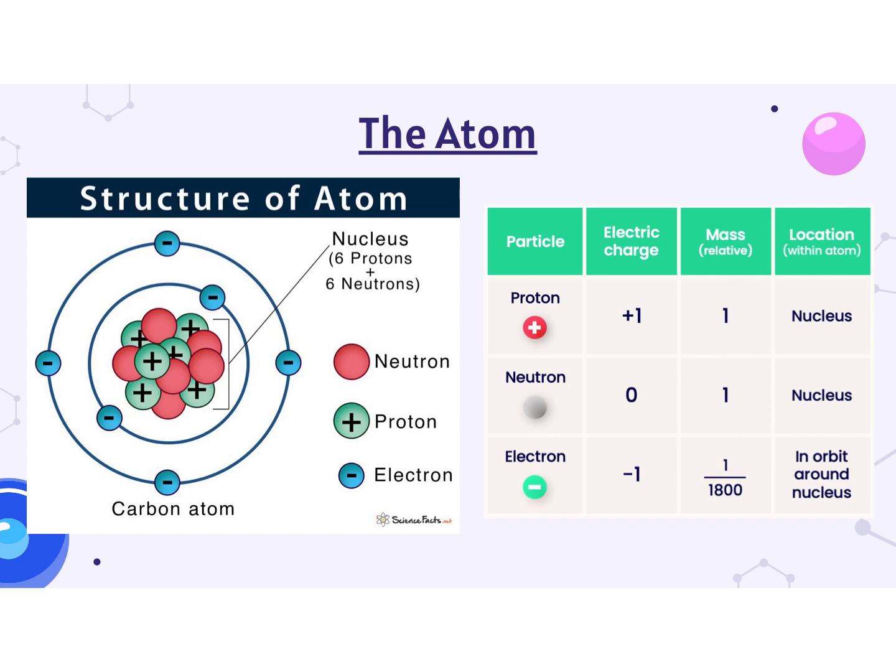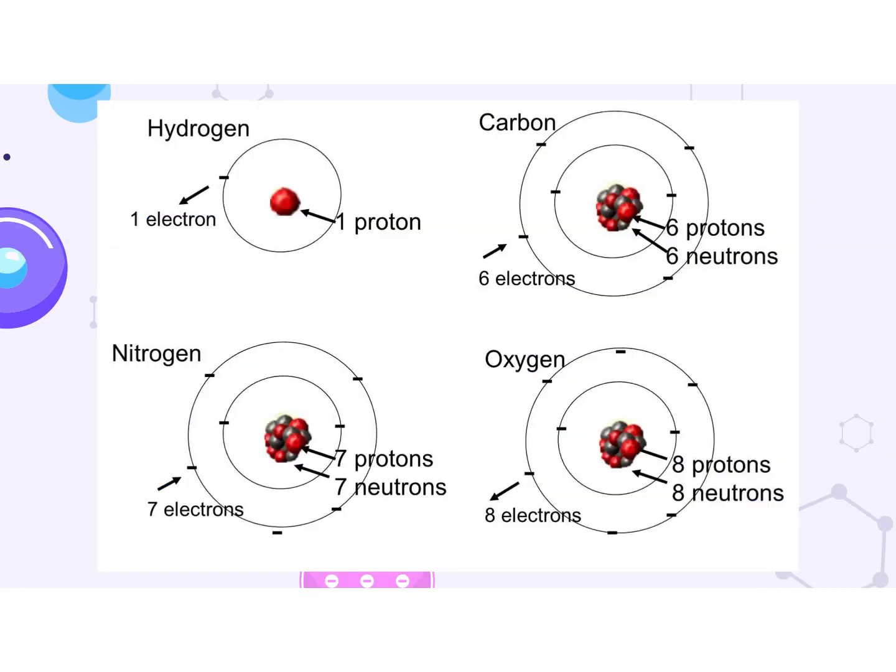The only problem with saying the electron has a mass of 0 is that it wouldn't be matter. Because remember, matter is anything that has mass and takes up space. So really, it's just really, really small. The location within an atom is going to be, again, the nucleus is where the proton and neutron are, and the electrons are orbiting around the nucleus.